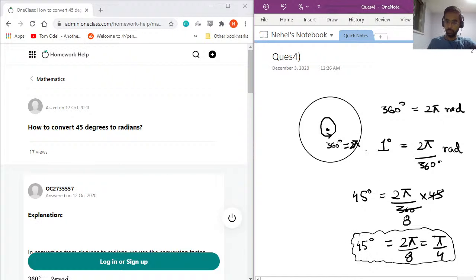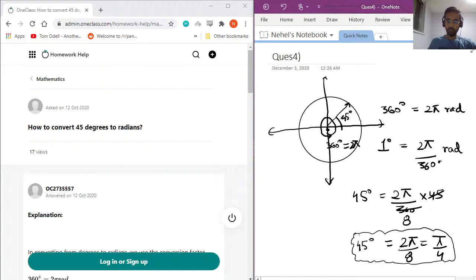45 degrees is equal to pi over 4, and if we wanted to draw what that would look like, that would be a point somewhere here, and this would be equal to 45 degrees.